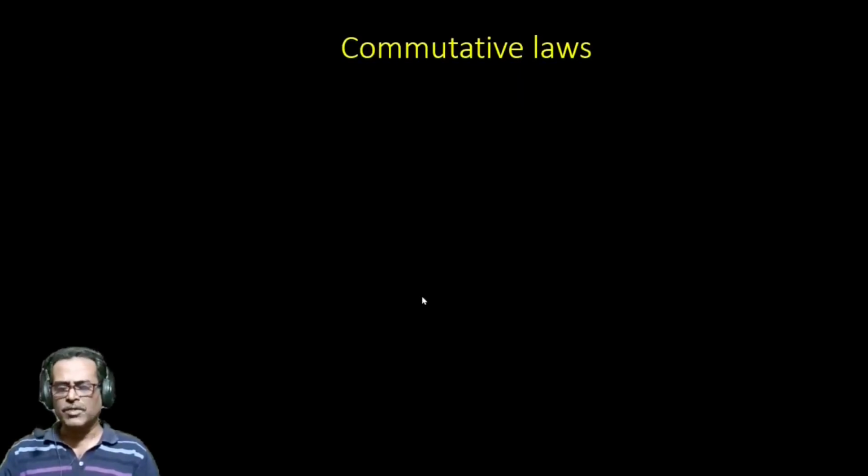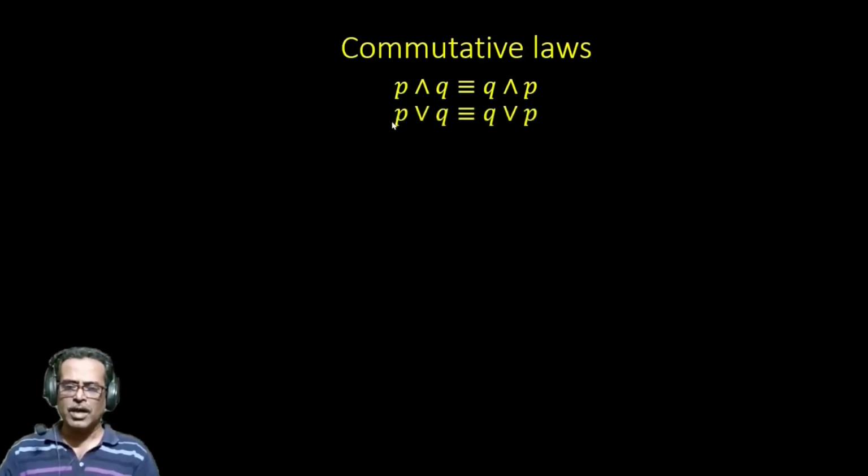Now, different laws are very helpful to get the result. First, commutative. We can establish that by truth table. P and Q is equal to Q and P. So if we interchange the positions of the atomic statements, the truth value remains the same. So they are equivalent. That is called the commutative law. And for or also, P or Q is equivalent to Q or P.